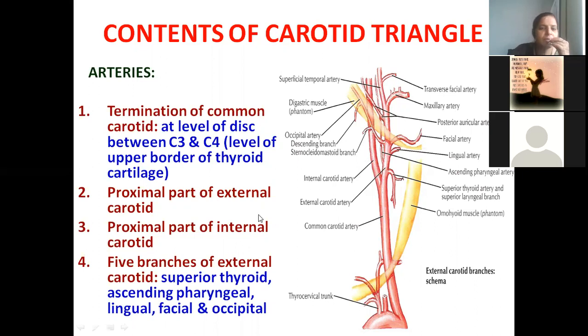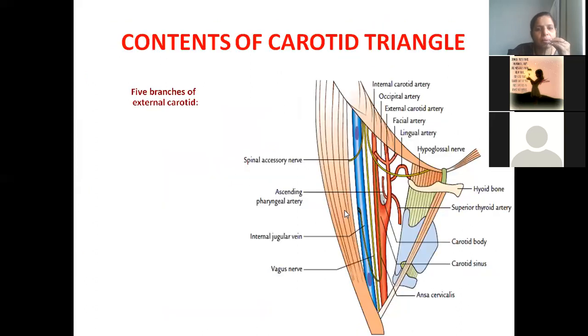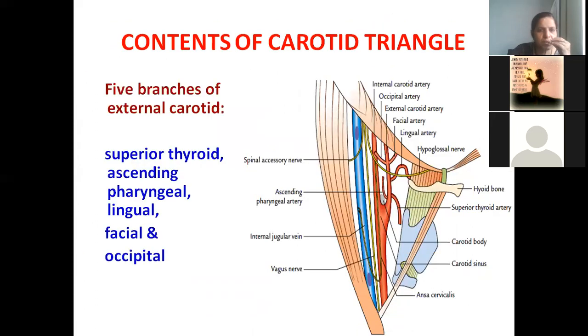So we have the termination of the common carotid, the proximal part of the external and the proximal part of the internal carotid, and five branches of the external carotid you see in the carotid triangle. Those are superior thyroid, then ascending pharyngeal, then lingual, then facial and occipital. These branches we see in the carotid triangle. This is repeated.